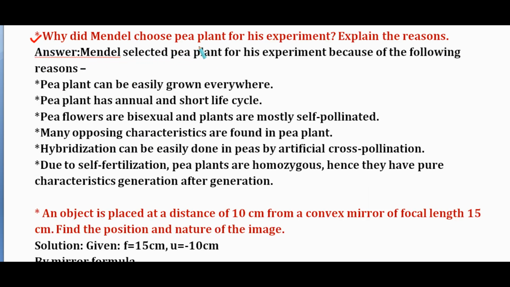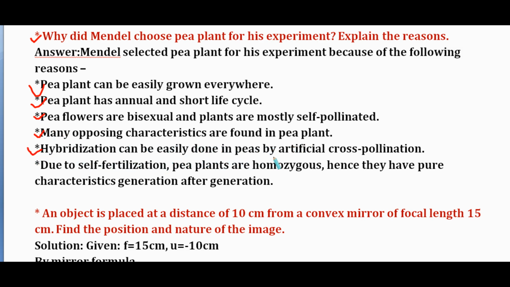Next question, why did Mendel choose the pea plant for his experiment? Explain the reasons. Mendel selected the pea plant for his experiment because of the following reasons. Pea plant can be easily grown everywhere. Pea plant has an annual and short life cycle. Pea flowers are bisexual and plants are mostly self-pollinated. Many opposing characters are found in the pea plant.